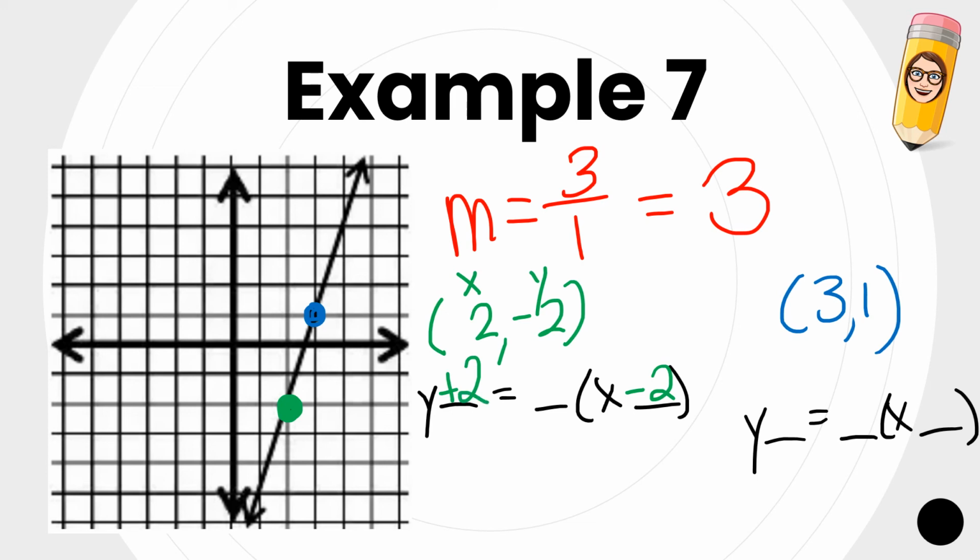Look at the blue dot. If my x says positive 3, I write negative 3. If my y says positive 1, I write y negative 1. And as always, your slope gets written in front of your x.